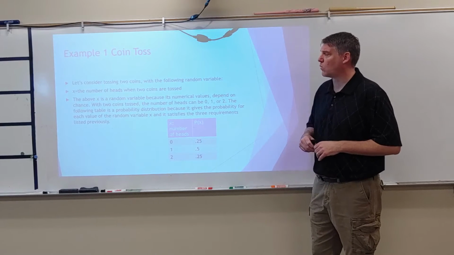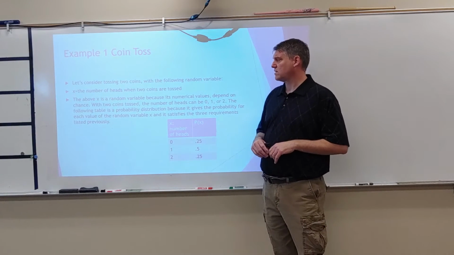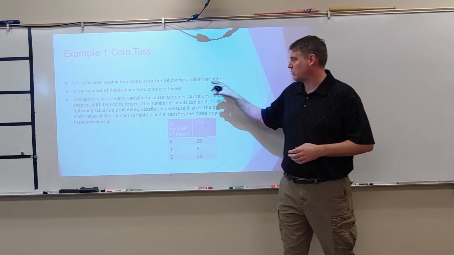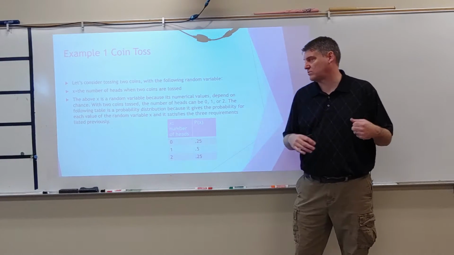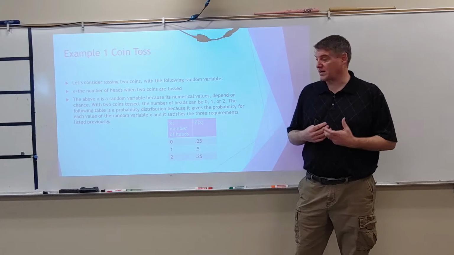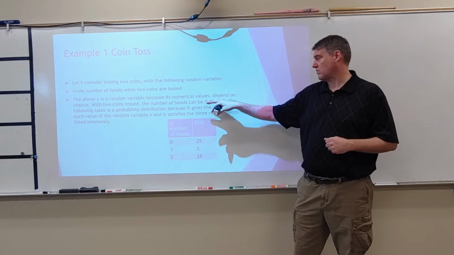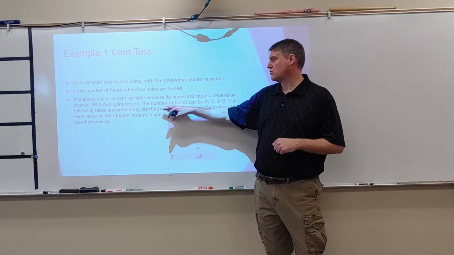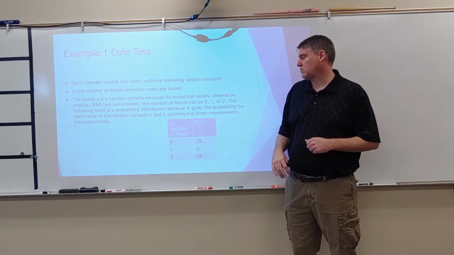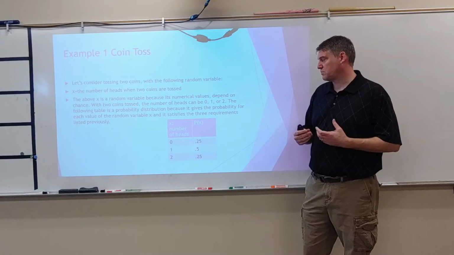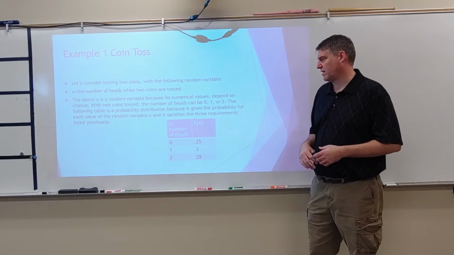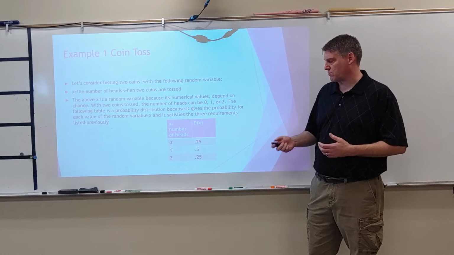So here's our example 1, coin toss. Let's consider tossing 2 coins with the following random variable. Okay, so x is the number of heads when 2 coins are tossed. The above x is a random variable because it has a numerical value that depends on chance. With 2 coin tosses, the number of heads can be 0, 1, or 2. The following table is a probability distribution because it gives the probability for each value of the random variable x and satisfies the 3 requirements.